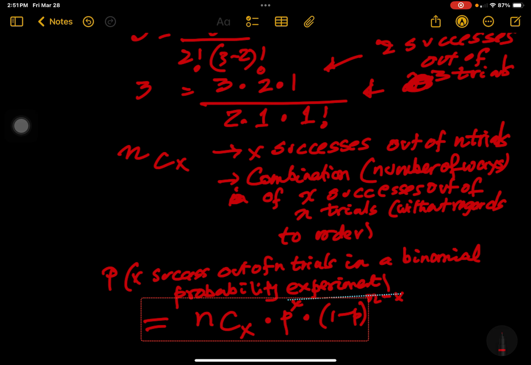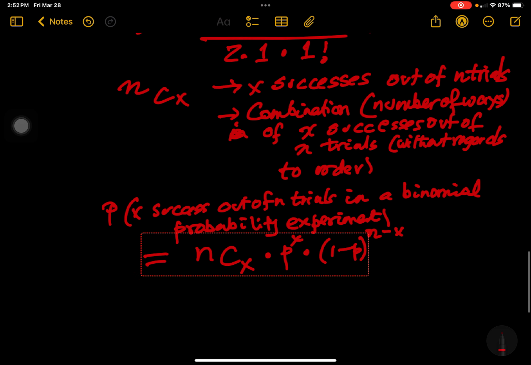Okay, so the probability of x successes out of n trials in a binomial probability experiment is given by this formula: nCx, which is the combination of x things out of n items without regard to order, multiplied by the probability of success raised to the power of x, the number of successes, multiplied by 1 minus p, which is the probability of failure, raised to the power of the number of failures, n minus x. Okay, so that is the way the binomial formula is derived, and here I showed you how it is done.